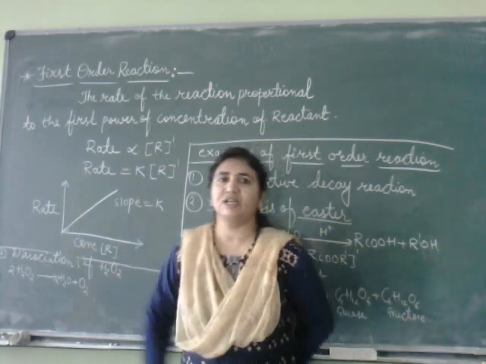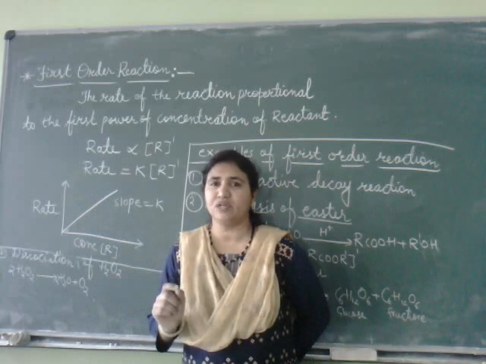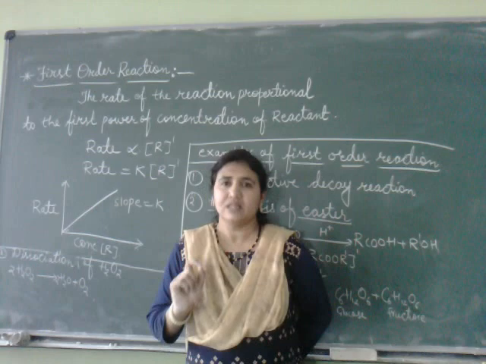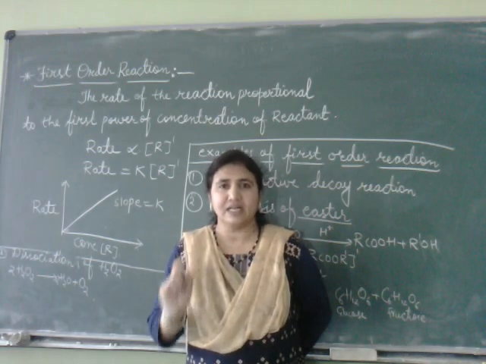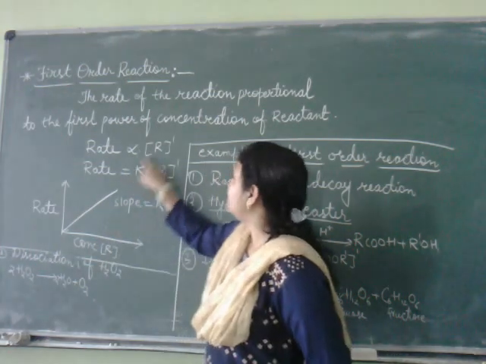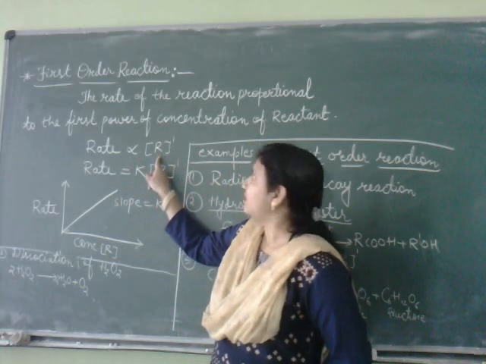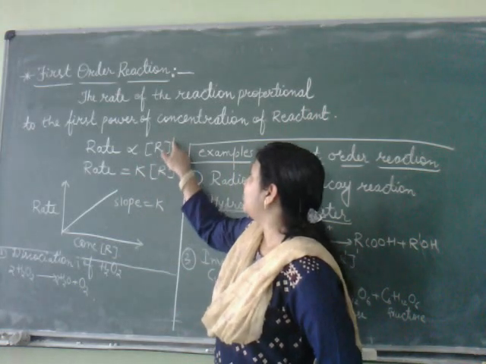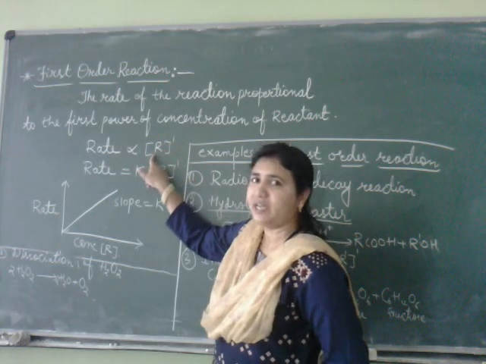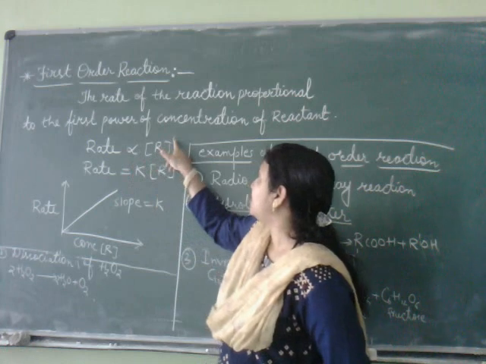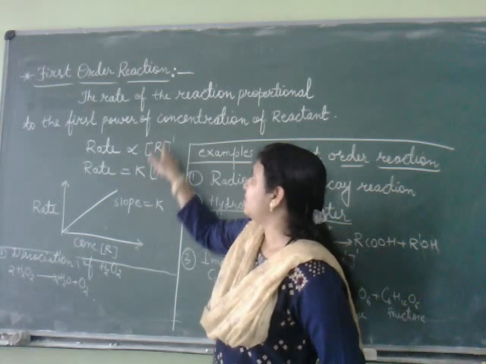Okay, means here the rate of the reaction is directly proportional to the concentration of one reactant. Only one reactant. So here the exponent is 1. It is a first order reaction. Order of reaction means what? Exponent. How much? 1 exponent here. So it is a first order reaction.